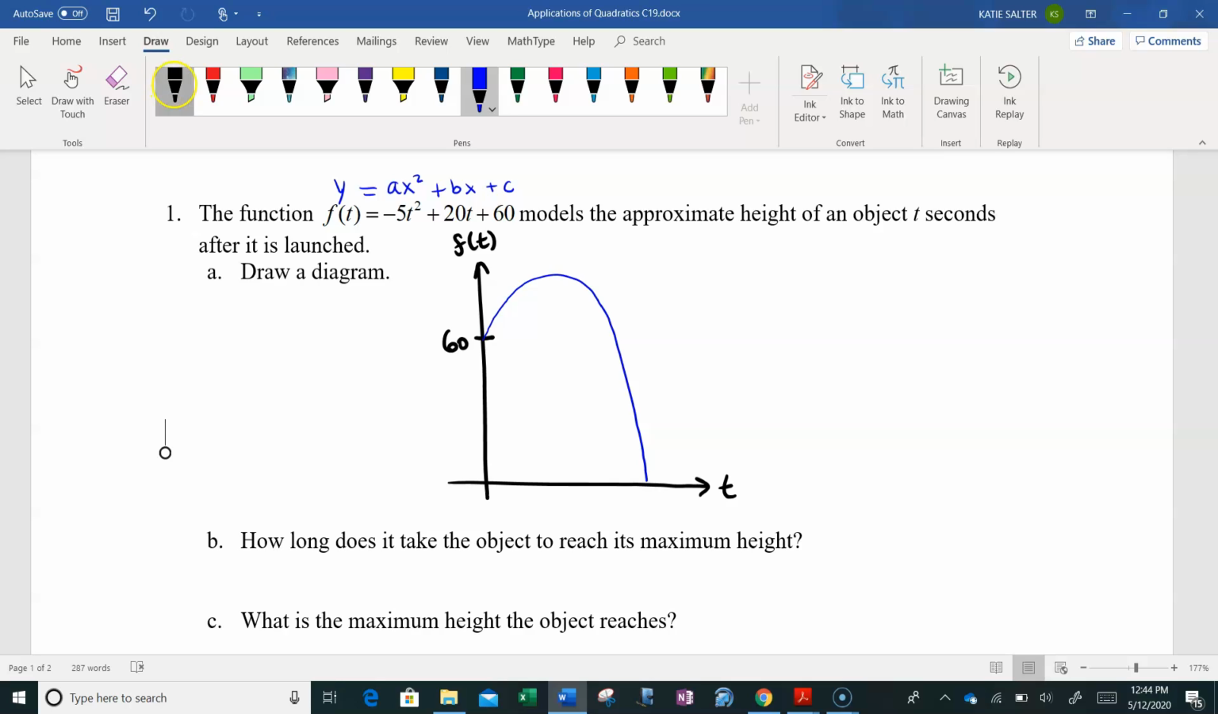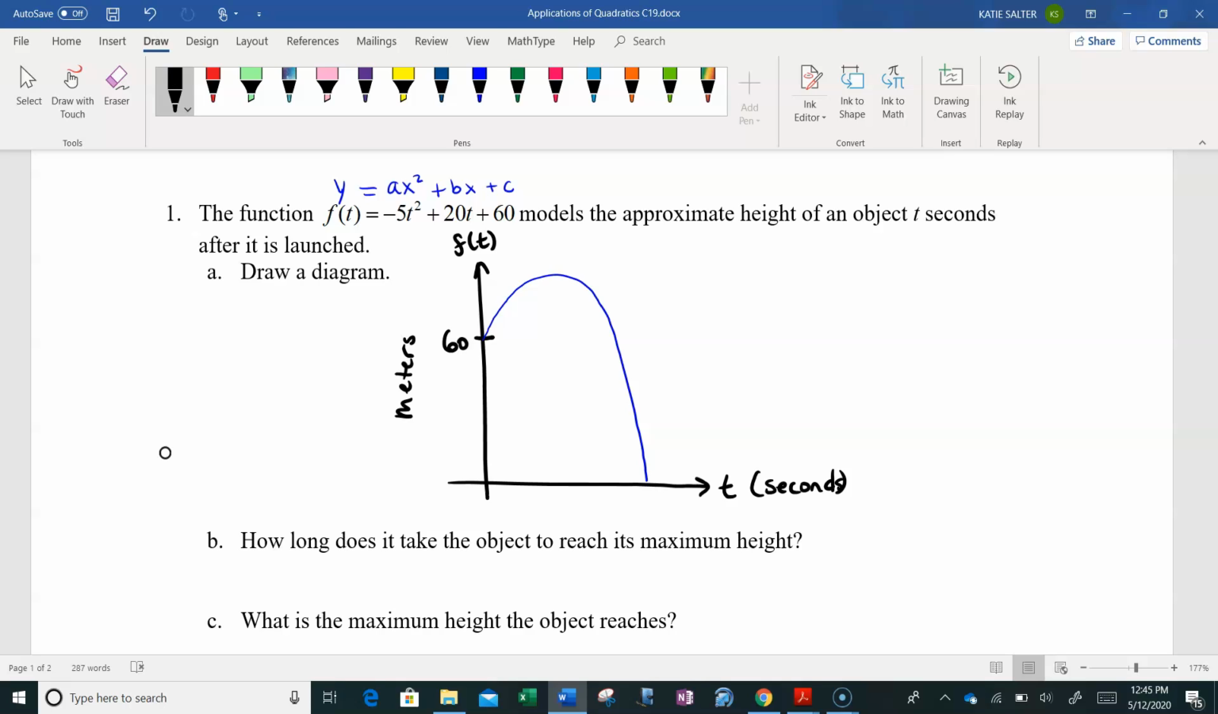Let's make sure that we label this so that when we go to answer our questions, we know that this x-axis, which we're going to call t, represents our seconds, and the y-axis would represent the approximate height. And I'm just going to go ahead and tell you, in this case, our height is going to be measured in meters. I know that it didn't tell us, but I'm going to tell you that it's measured in meters. So it's the height of the object.